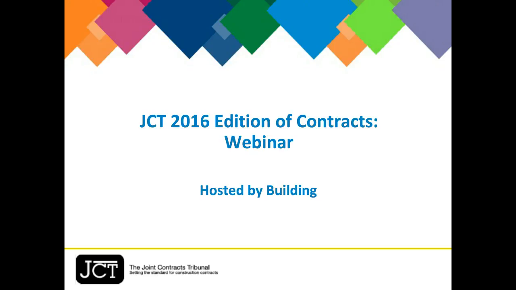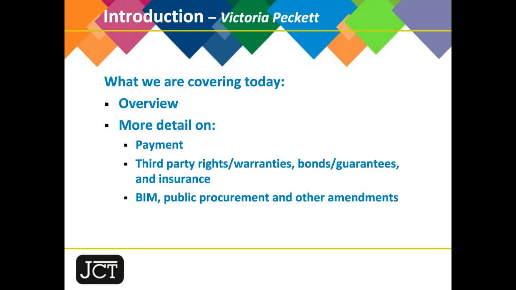Thank you very much, David, and hello to everyone. Just to give you a heads up of the direction of travel, today I'm going to kick off with an overview of some of the key themes behind the changes in JCT 2016. Once I've done that, I'm going to hand over to John Riches to talk about payment. John will then hand over to Ben Patton to talk about third-party rights and warranties, bonds and guarantees, and the insurance provisions. And then back to me at the end, and I'll talk about BIM provisions, the public procurement amendments that we've made, and a couple of other tweaks made in JCT 2016. And as David said, there's an opportunity for questions at the end.